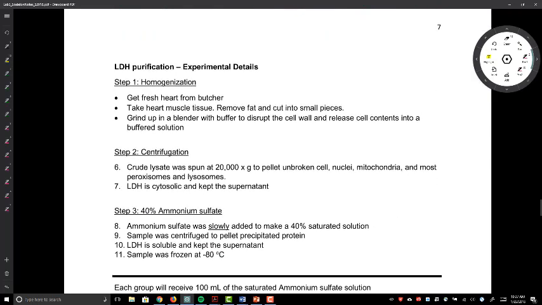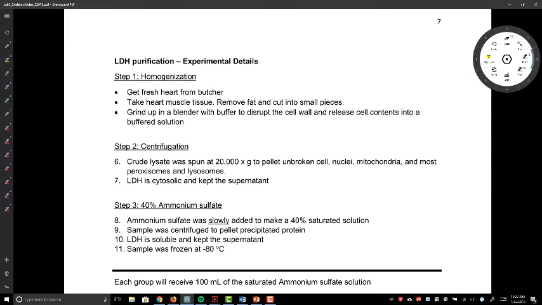So now I'd like to do a quick review of the experimental details, so what happens before lab and what you're going to be doing in lab, and then I'll also go through the steps for solving another buffer problem, since we can never do too many buffer problems.